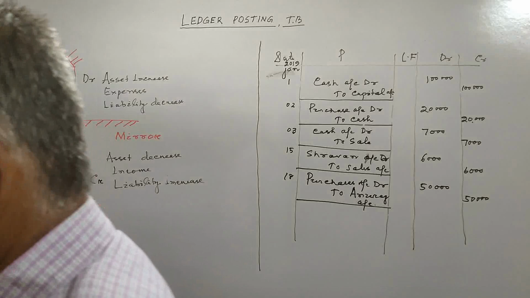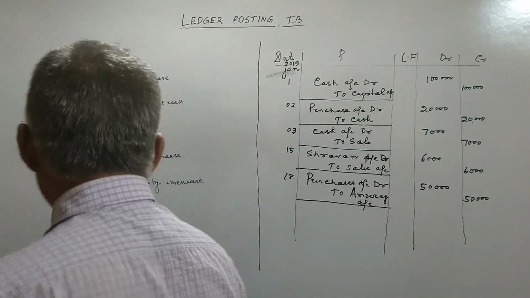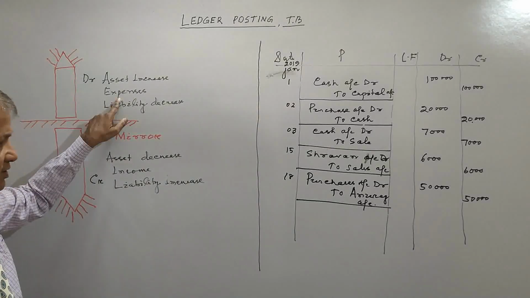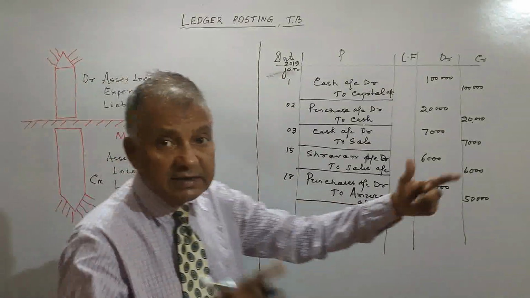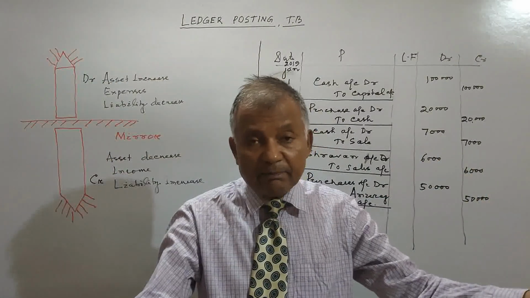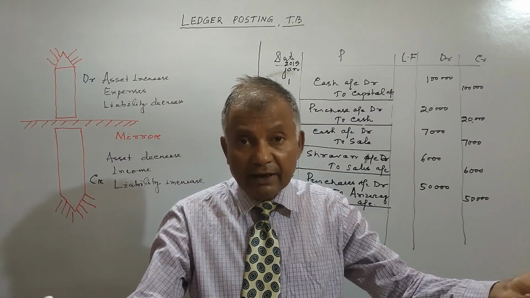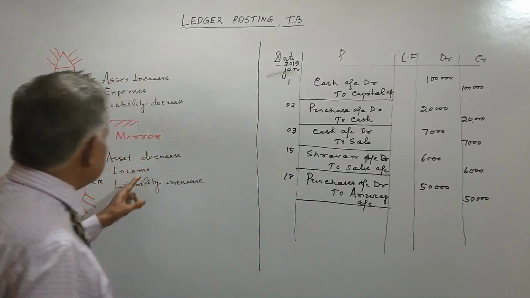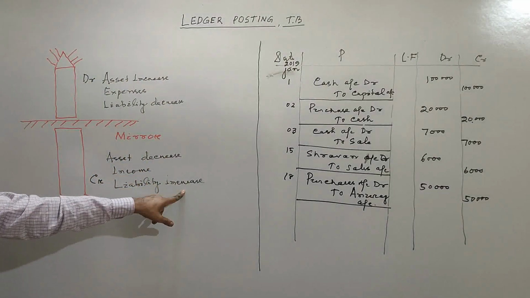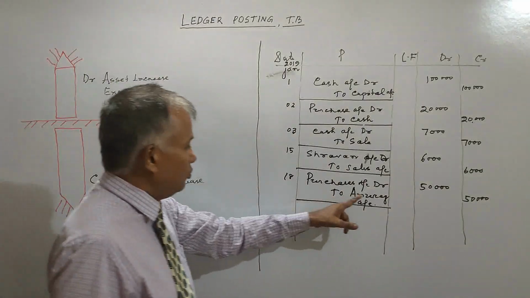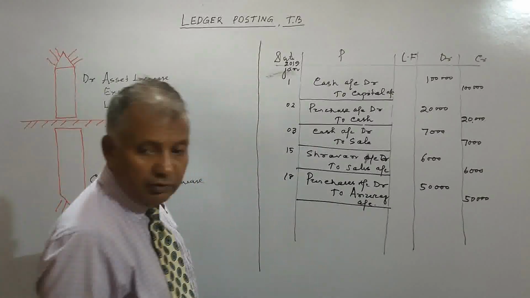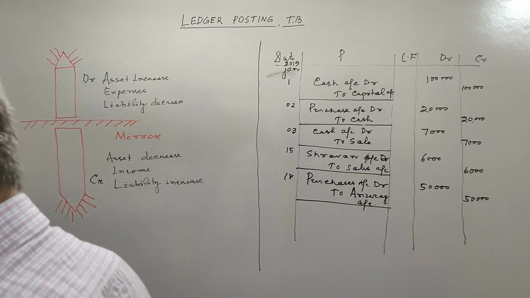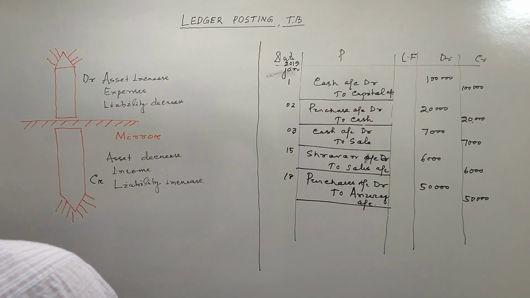Then we will come to 19th. Purchase is an expense, debit, and Anurag is a supplier, unpaid supplier, liability. The business has to pay, therefore it is a liability increase. Therefore to Anurag.